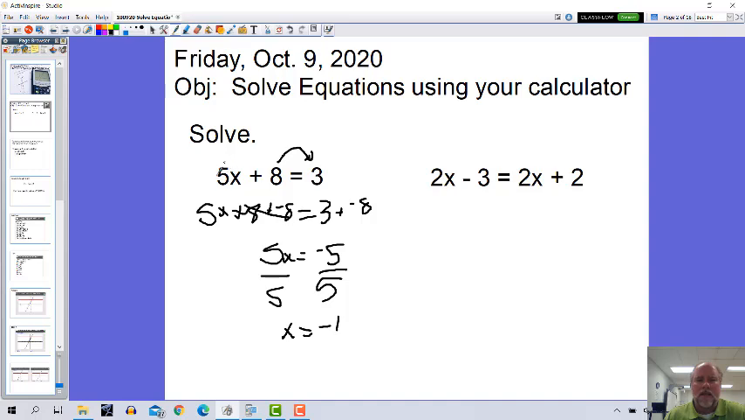Now we could plug that back in up here. 5 times negative 1 gives us negative 5, and then negative 5 plus 8 does give us 3.